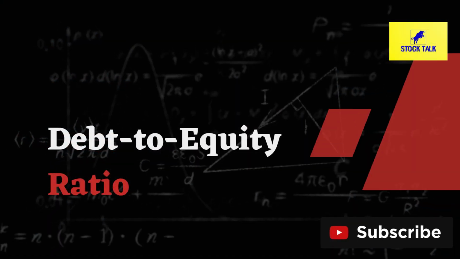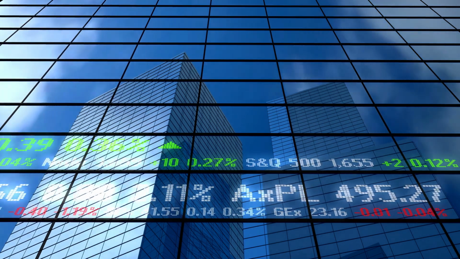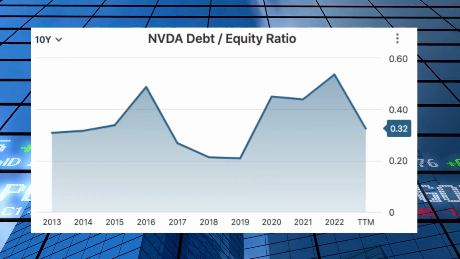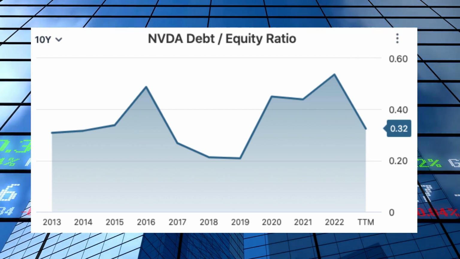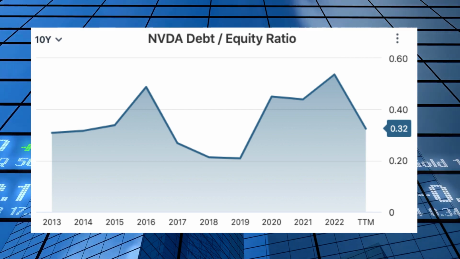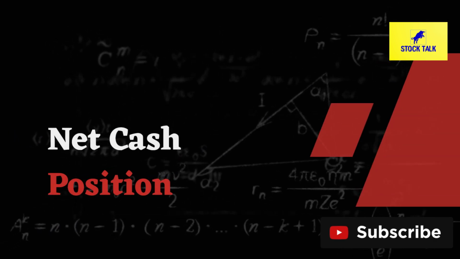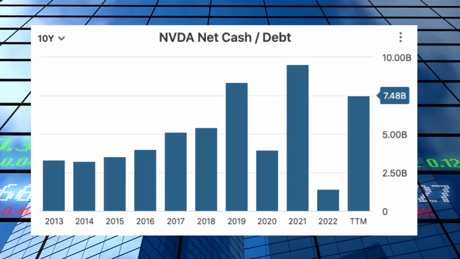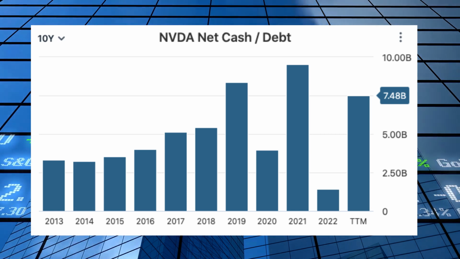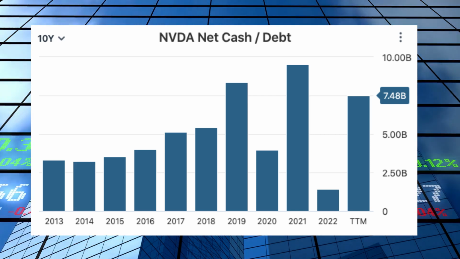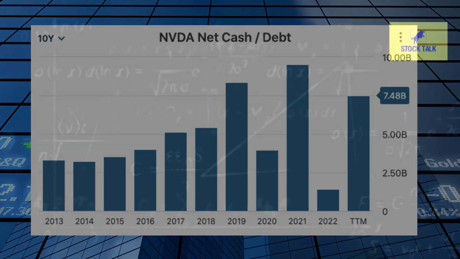Debt to equity ratio. At 0.32, this ratio is within a reasonable range, suggesting NVIDIA does not have excessive debt relative to its equity, which would align with Lynch's preference for companies with manageable debt levels. Net cash position. With $7.48 billion net cash, NVIDIA has a strong net cash position, which would be seen positively by Lynch as it suggests financial flexibility and resilience.